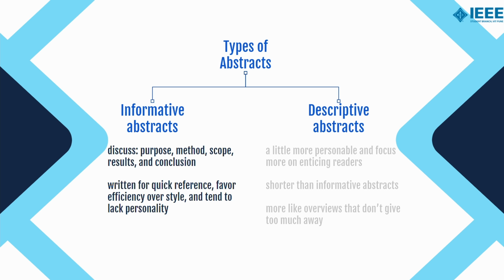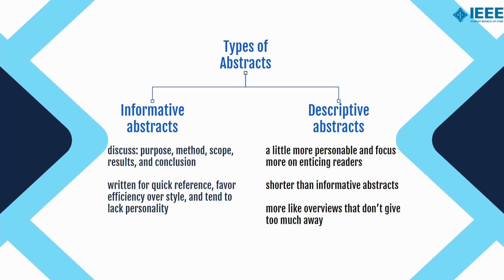On the other hand, descriptive abstracts are a little more personable and focus more on enticing readers. They don't care as much for data and details and instead read more like overviews that don't give too much away. Think of descriptive abstracts like the synopsis on the back of a book. Because they don't delve too deep, descriptive abstracts are shorter than informative abstracts, closer to 100 words, and in a single paragraph. In particular, they don't cover areas like results or conclusions. You have to read the paper to satisfy your curiosity.